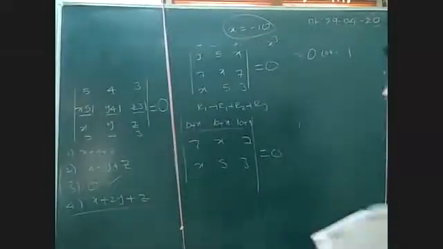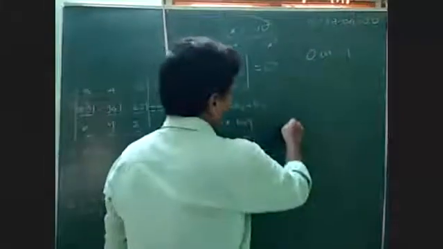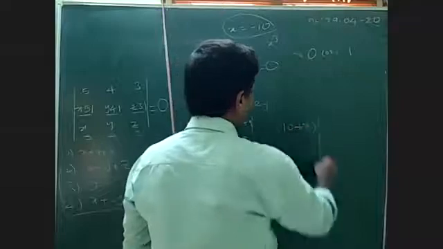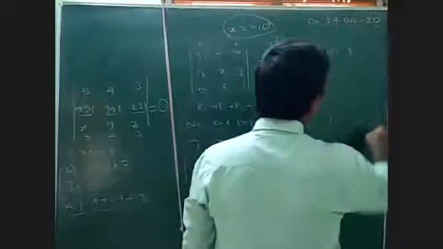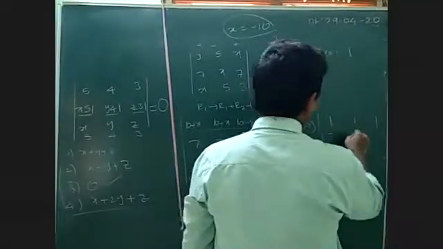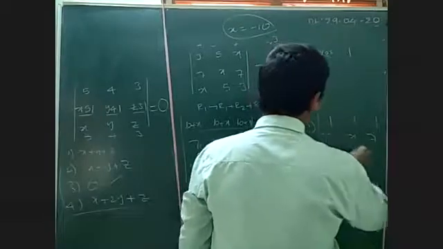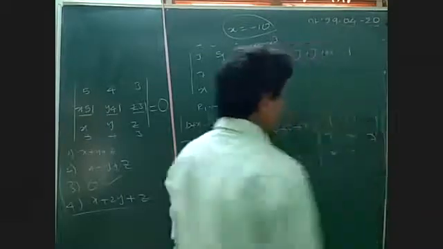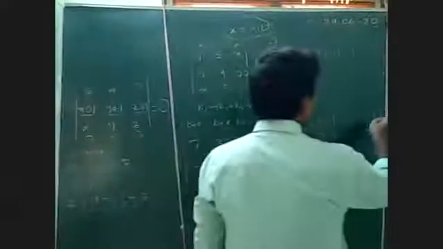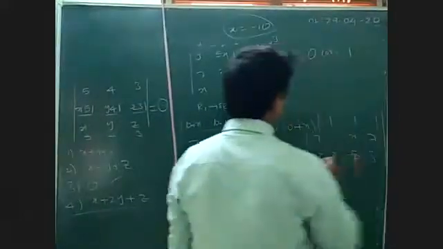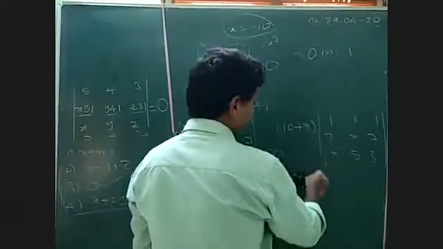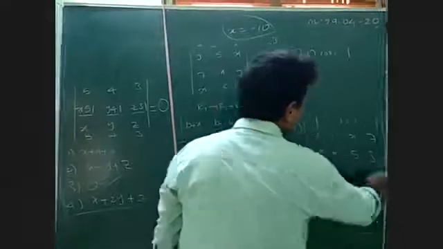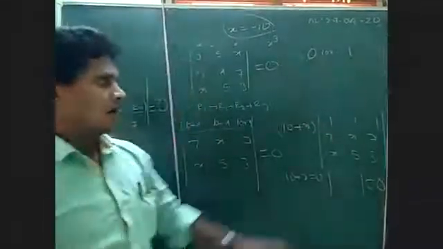Take 10 plus x common. 10 plus x is outside. The remaining determinant is 1, 1, 1, 7, x, 7, and x, 5, 3. Again, to make this value equal to 0, either 10 plus x is equal to 0 or this determinant value is equal to 0. Okay, like that you can do.